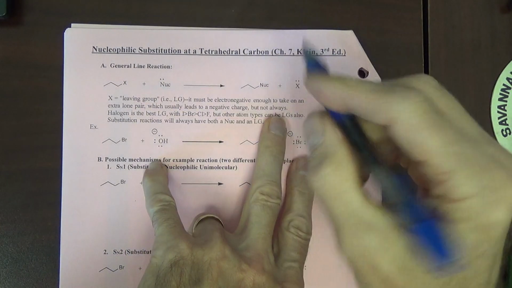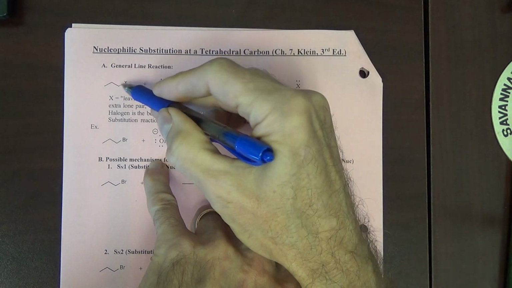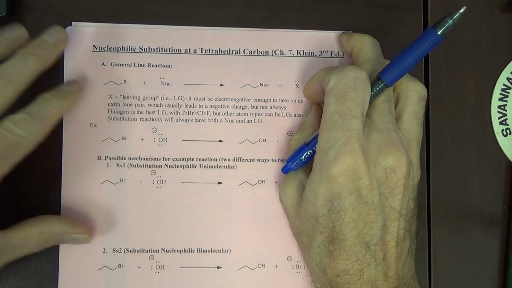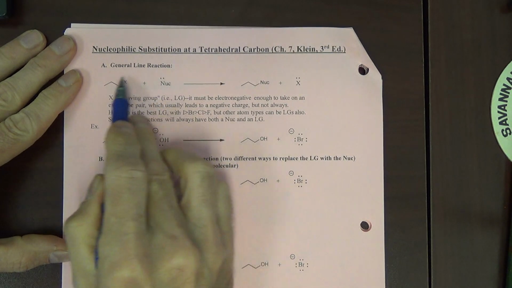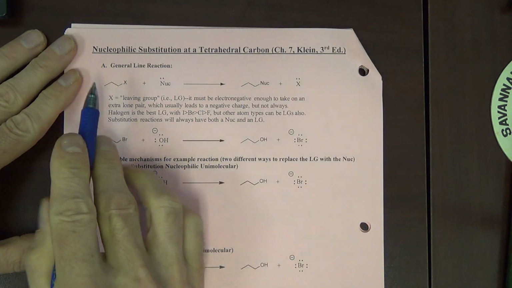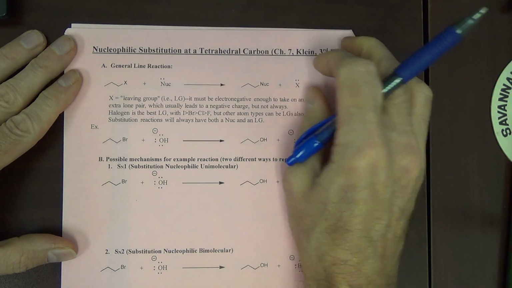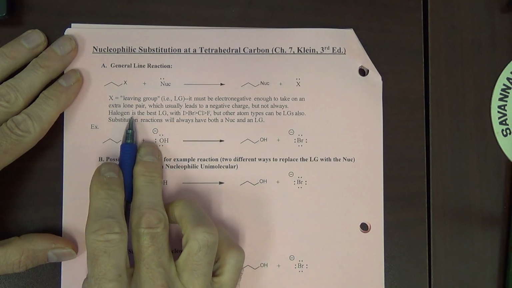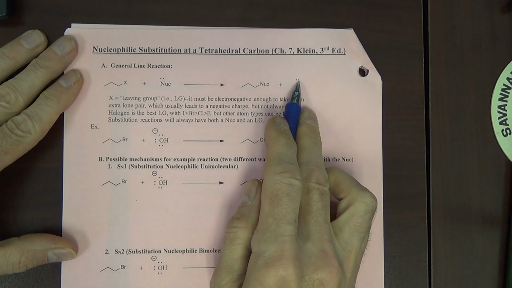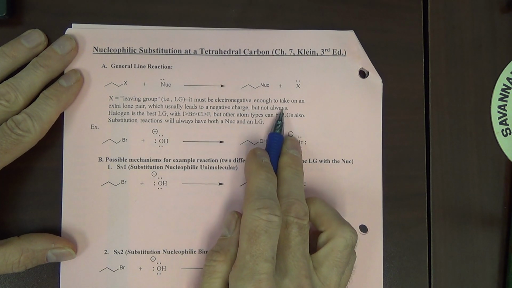Now in this general reaction, it has taken on an additional lone pair. I'm not showing full lone pairs here. The nucleophile lone pair is what is now bonded here to this carbon as a bonding pair. Okay, we will see this more. This is a general introductory reaction. I make a statement here about the leaving group. It must be electronegative enough to take on an extra lone pair, which usually leads to a negative charge, but not always.